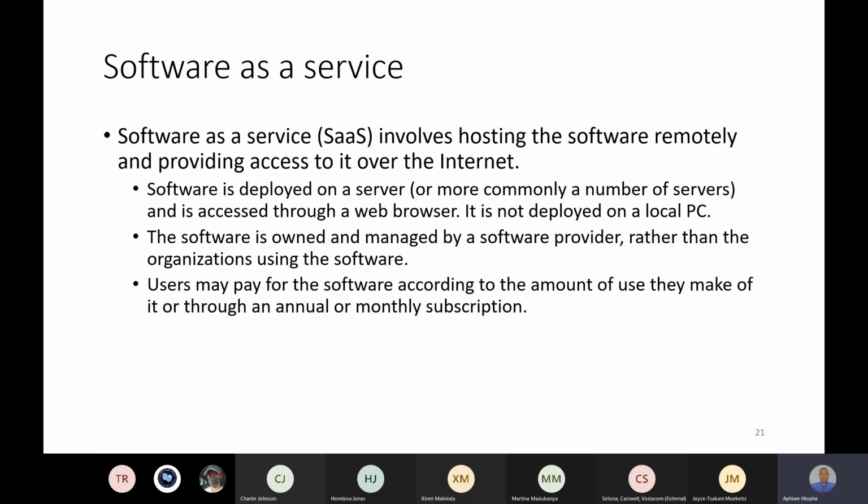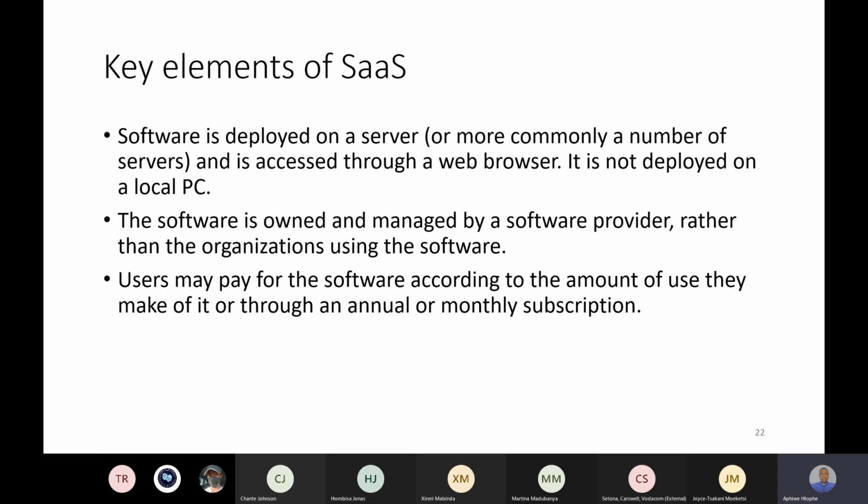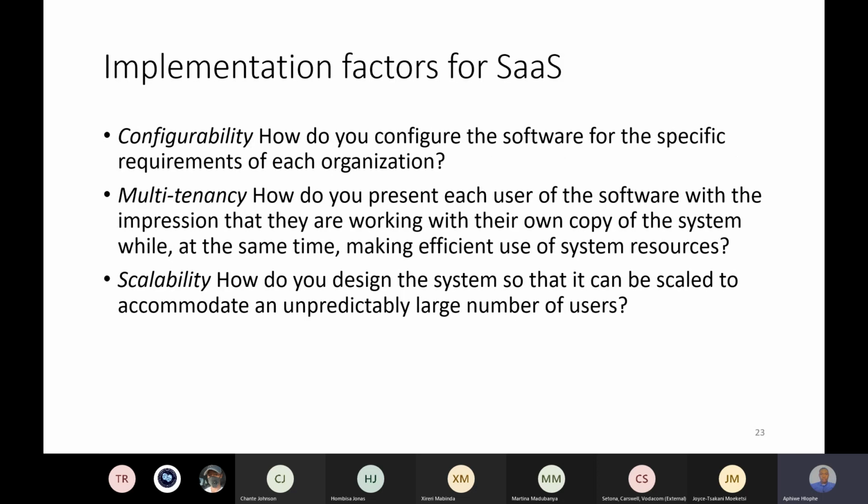So you pay more during those months, which makes it an alternative to a distributed system because you are now letting someone else handle the risk, okay? The risk in terms of bandwidth and so forth. And as already mentioned, the key elements of software as a service. So these are the implementation factors for software as a service, and these are some of the things that you need to take into consideration.